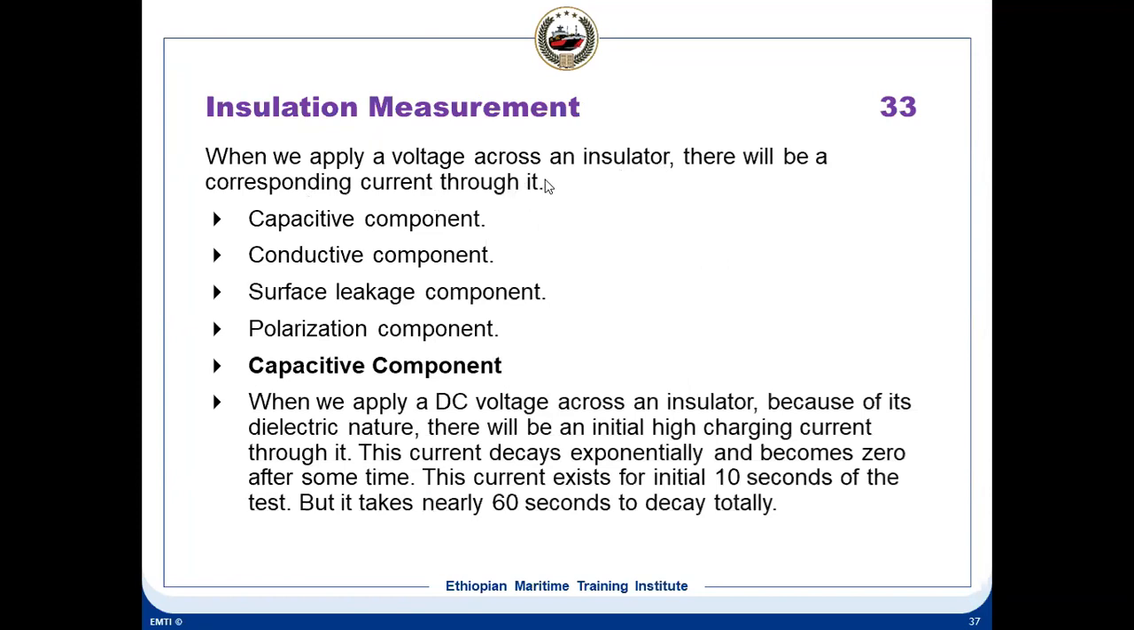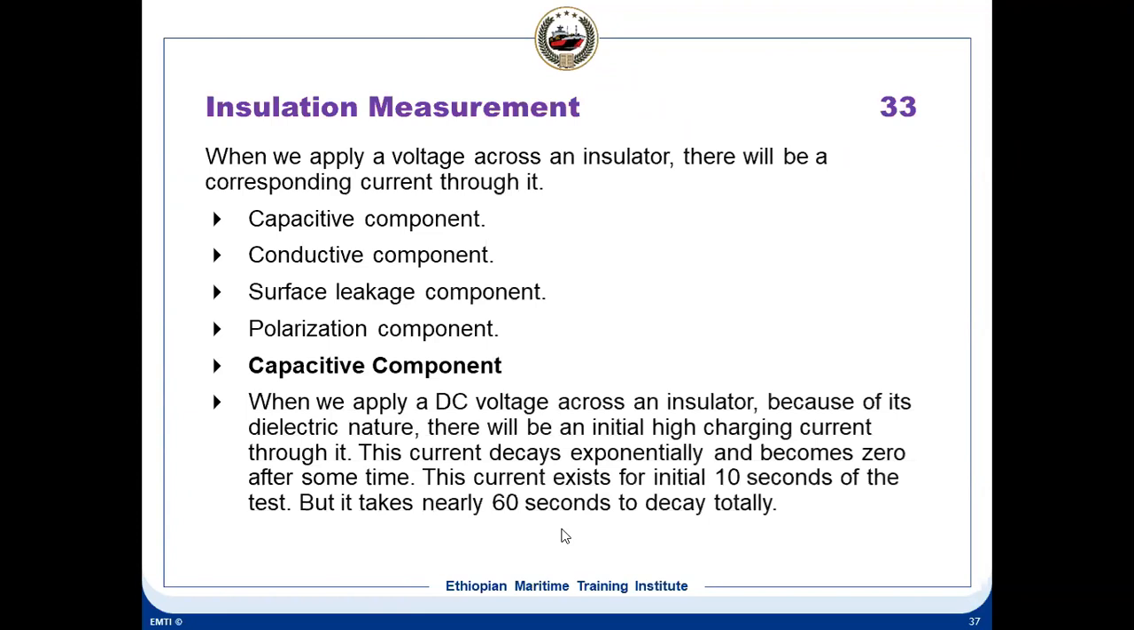When you are measuring insulation, you are applying a 500 volt megger, and some current will flow. These currents are divided into a few types. Capacitive current means that when we apply DC voltage across an insulator, because of its dielectric nature, there will be an initial high charging current. Because of the capacitive nature, it will charge, and this current will decay after some time.